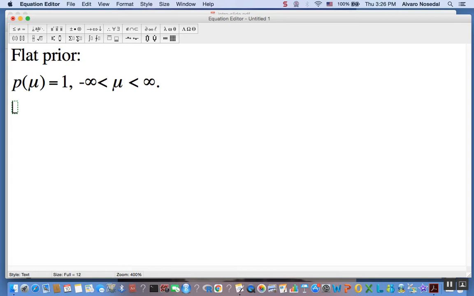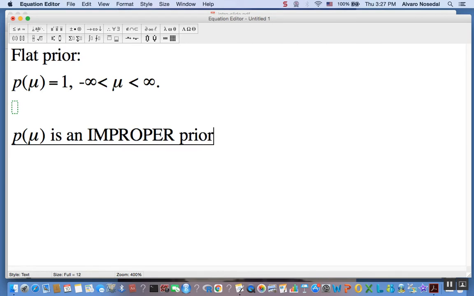The problem that we're going to have is that the flat prior is not really a legitimate prior distribution, meaning that the integral of this is not equal to 1. So, what we have here is an improper prior. P of mu is an improper prior. And remember that we talked about improper priors when we talked about Bayesian likelihoods. The integral of this prior is not 1.